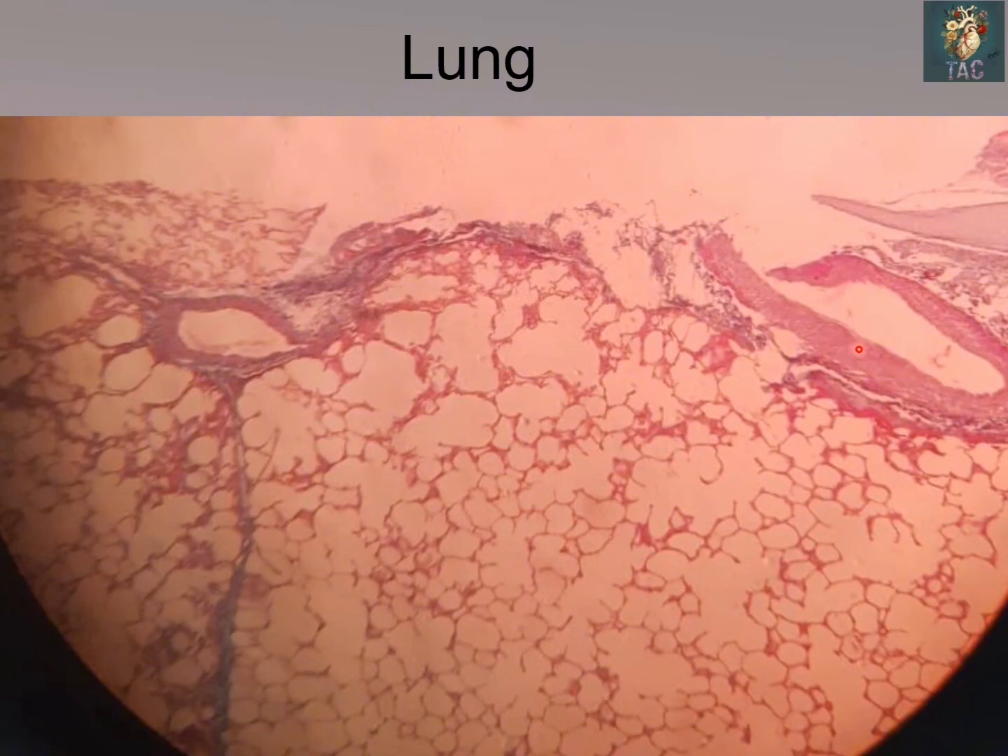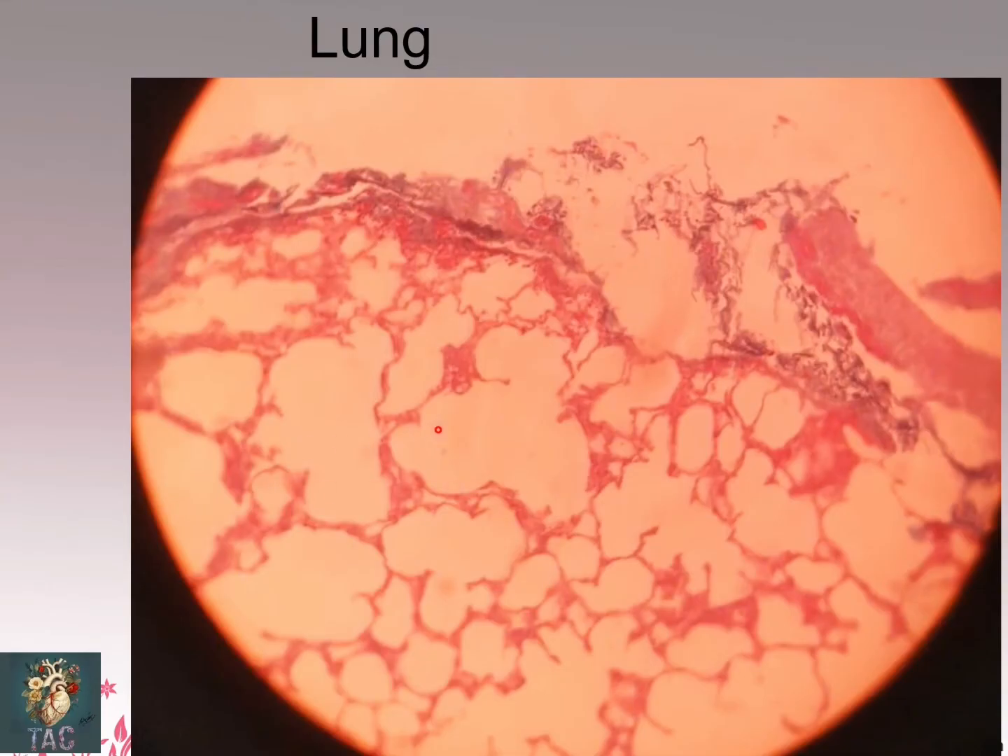This is the section of some blood vessel which is present in this section. This is the section of the septa, connective tissue which is forming the septa, and this is again another section of the blood vessel. So this is the slide of the lung at lower magnification, and here you can see a section of the cartilage which is also present, that may be part of some bronchi.